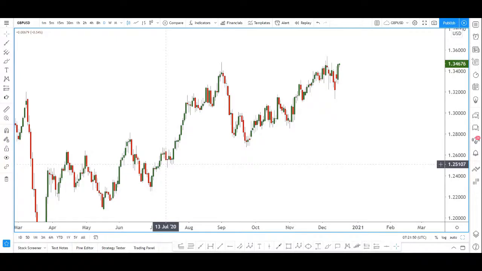Hi everyone, welcome to another session where I'll be using technical analysis to help you find the best trade of the day. And for today's trade of the day, I will be looking at the pound dollar.